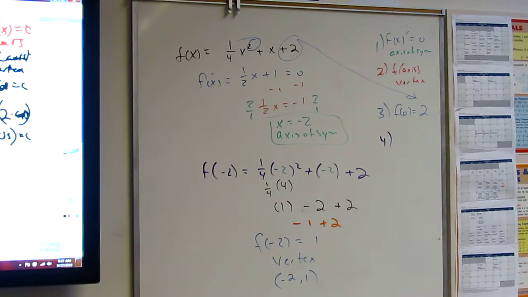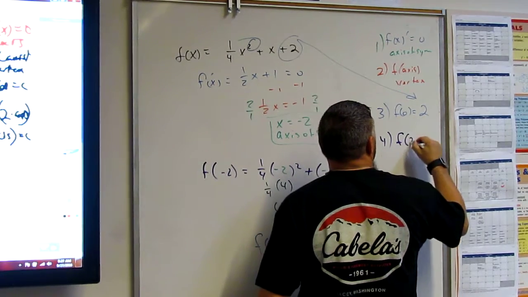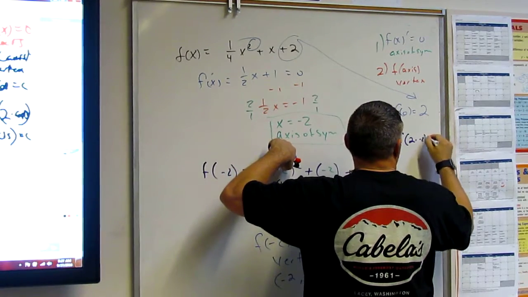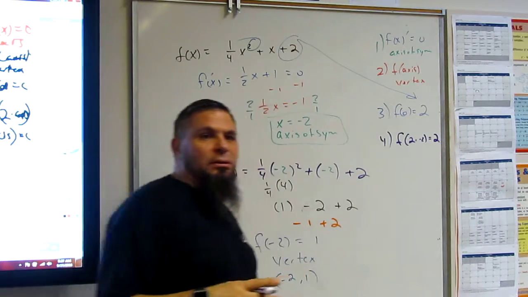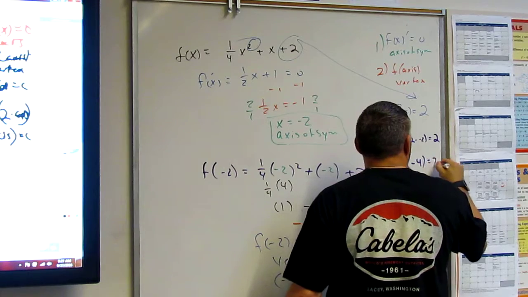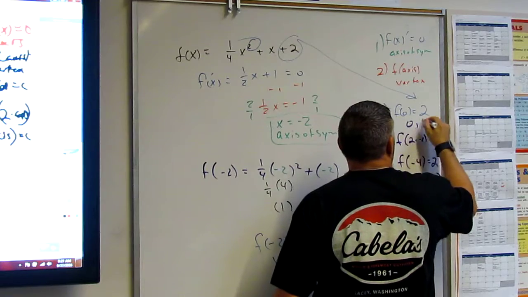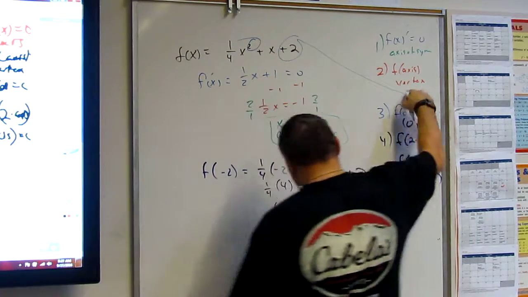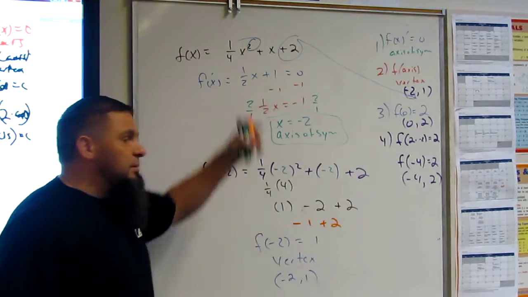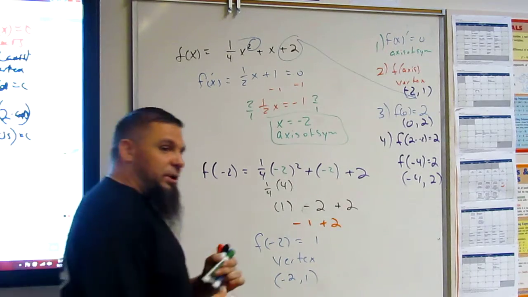What's the fourth step? F of 2 times the axis, -2. It better equal 2, right? So we already know that F of -4 should equal 2. So we should know that it's -4 and 2, we should know that this is 0 and 2, and we should know that this is -2 and 1. We have all of those down, correct? But we need to check it. Check yourself before you wreck yourself, right?